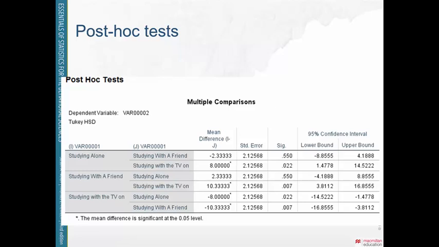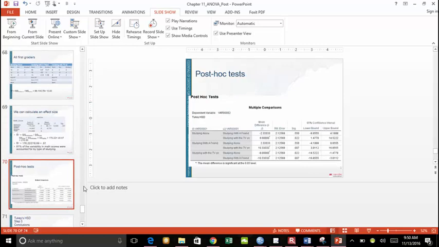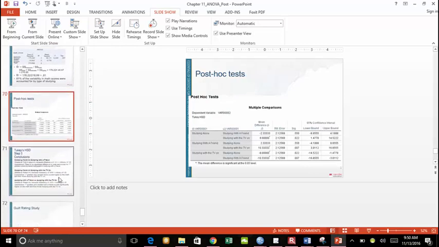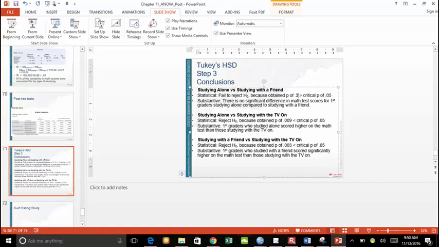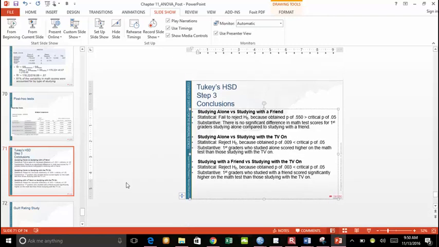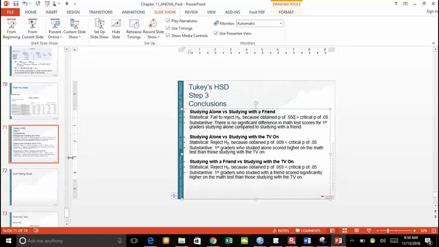Now I'm going to do this with you really quick because I'm sorry that these are wrong. So that was 0.55. So that should be 0.550. What about here? Studying alone versus studying with the TV on. We'll look at this together because I don't know why I made a mistake on these. Studying alone versus studying with a friend. Or studying alone versus studying with the TV on.